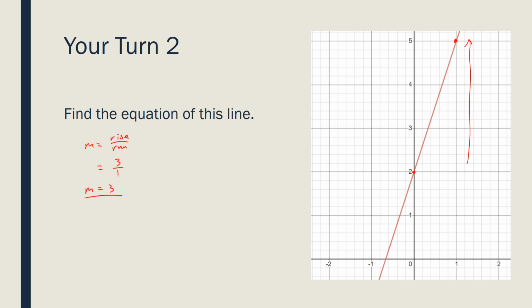If you understand that process, it can be easier to use than the whole equation we used before. Now the y-intercept we can see is here at y equals 2. So our equation is going to be y equals 3x plus 2.